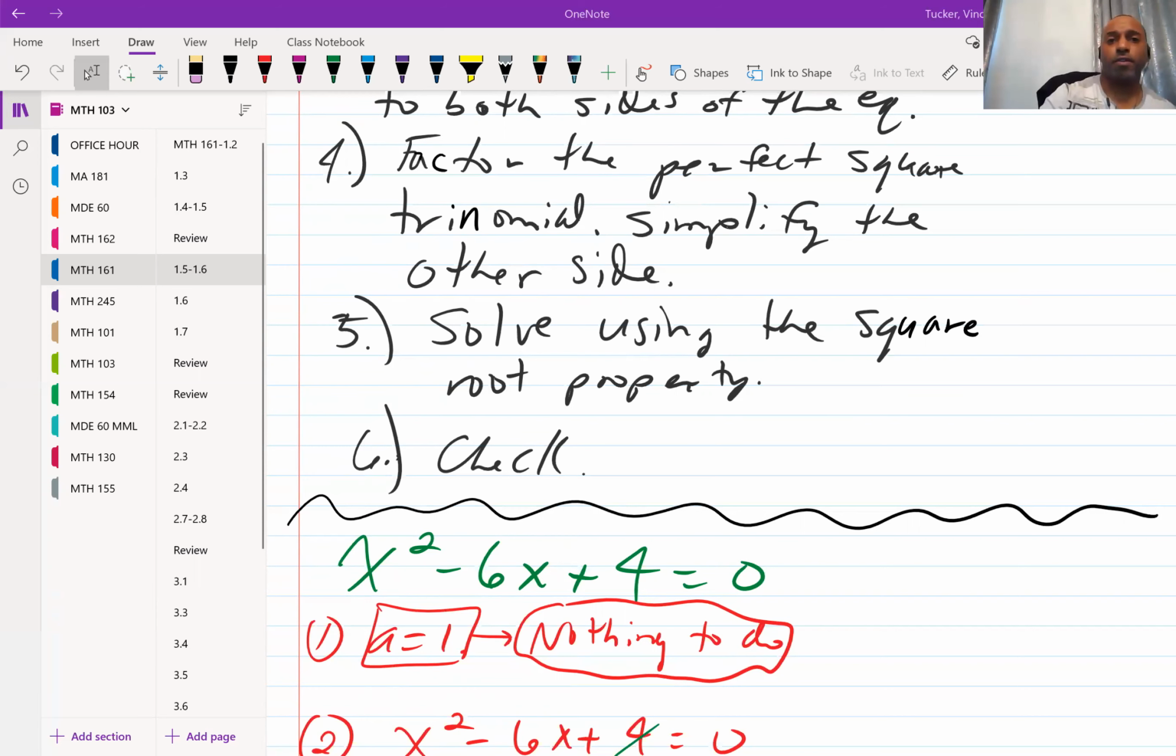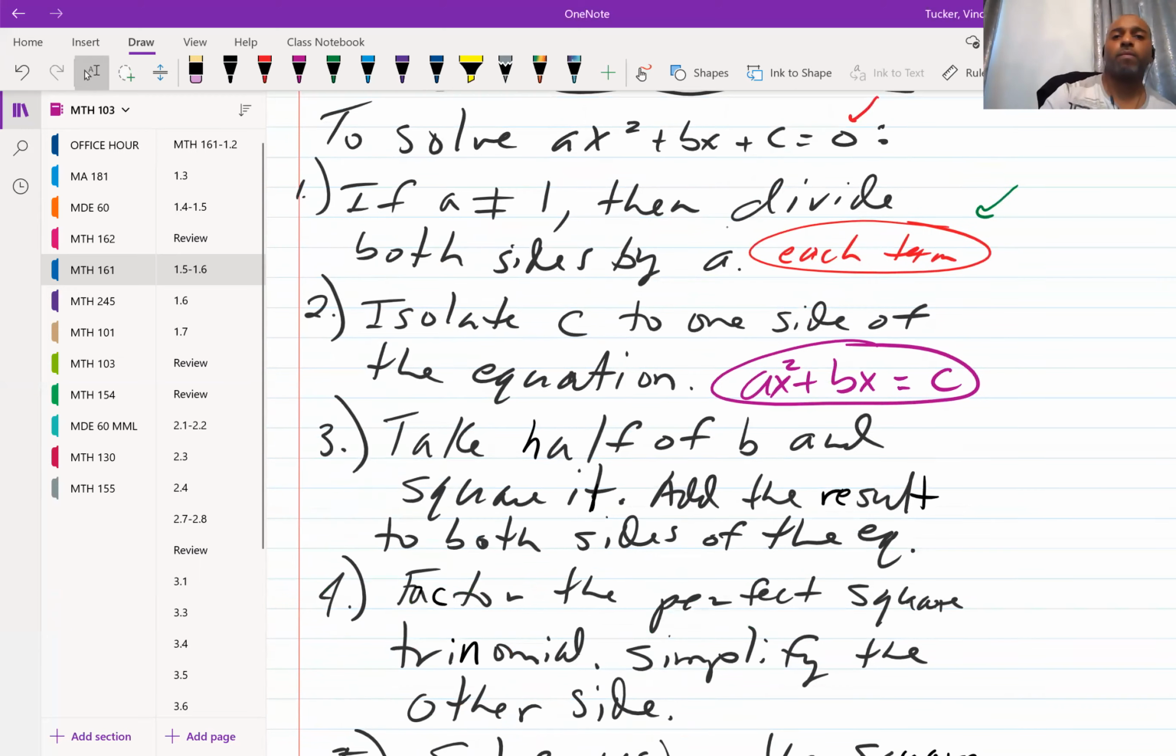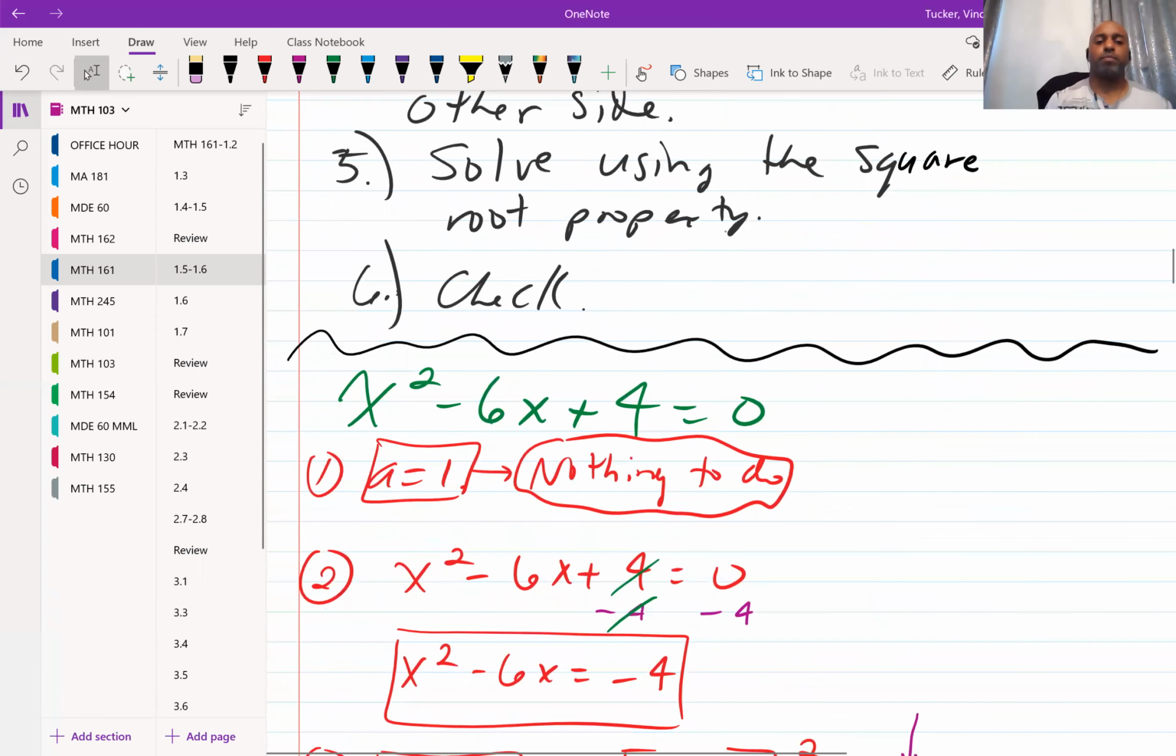All right, so notice a is equal to 1. So there's nothing to do here. Remember, the first step was based upon a not being equal to 1. So we don't have anything to do in this first step. So second step, we're going to isolate the constant. Our constant is 4, so we're going to subtract 4 from both sides. And now we have x squared minus 6x equal to negative 4.